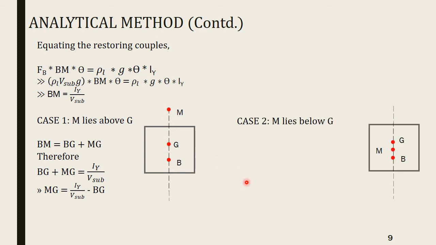Now there is another case, when the metacenter lies below the center of gravity. In this case, BM would be given by BG minus MG.